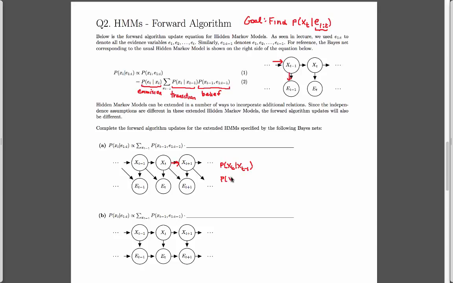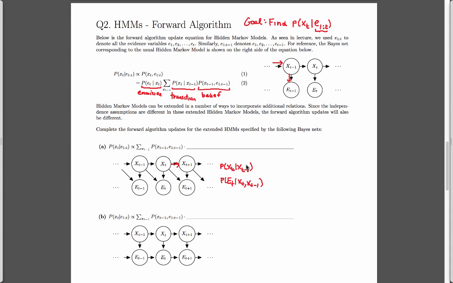we know just from Bayes-nets that we always have the CPTs of a node given its parents. So we have the probability of e_t given x_t and x_{t-1}. And we have both of these for all t, but this transition probability distribution is the same for all t, and this emission model is also the same for all time steps. So now what we want to do is complete the update.